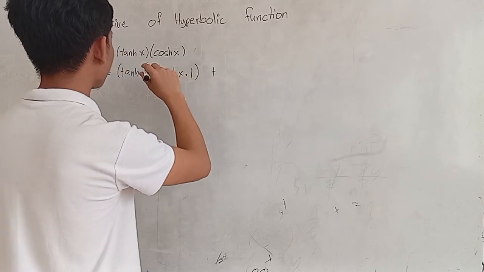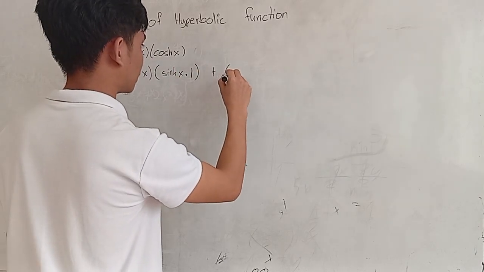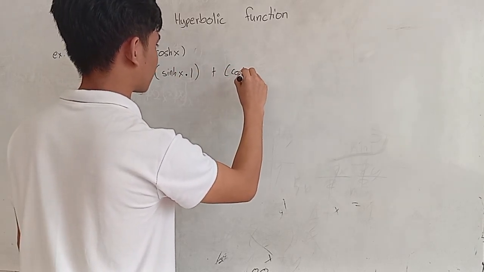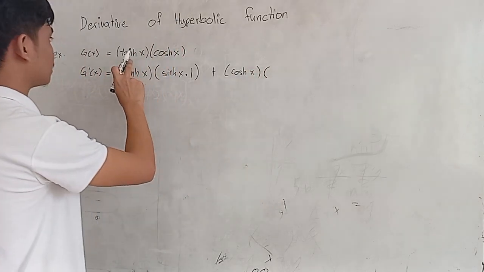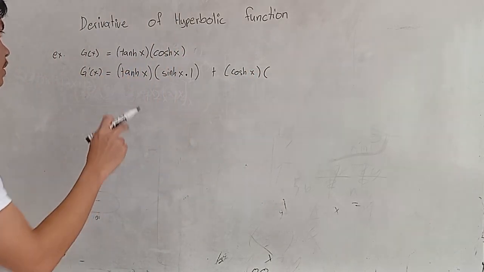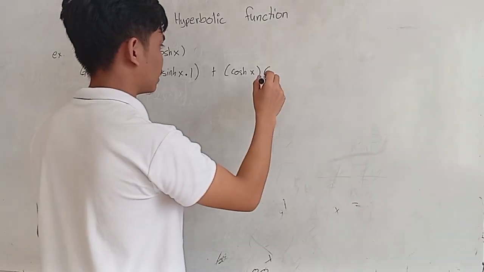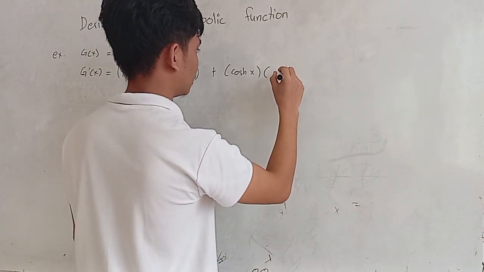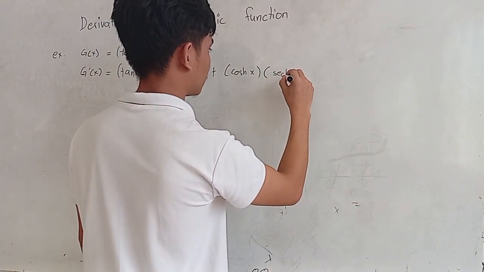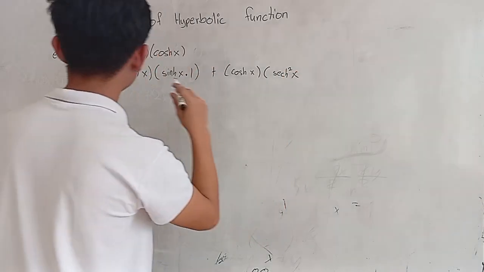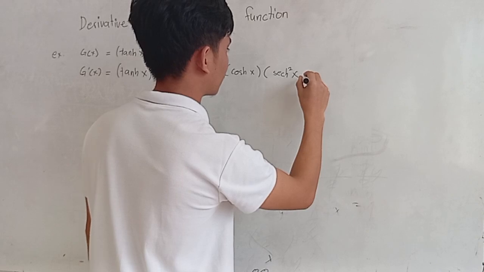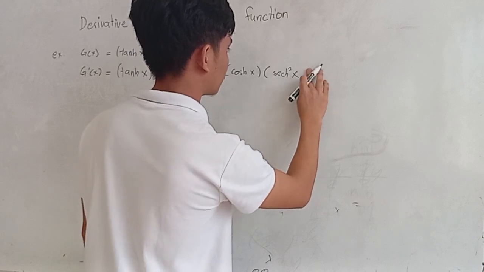Plus the second term, hyperbolic cosine x, times the derivative of the first term, the hyperbolic tangent x, that is hyperbolic secant squared, and where the argument is x, times 1.